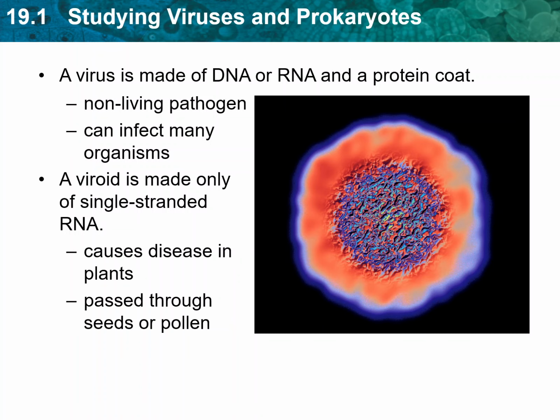A viroid has even less in common with living things than do viruses. Viroids are infectious particles that cause disease in plants. Viroids are made of single-stranded RNA without a protein coat. They are passed through seeds or pollen. Viroids have a major economic impact on agriculture because they can stunt the growth of plants.